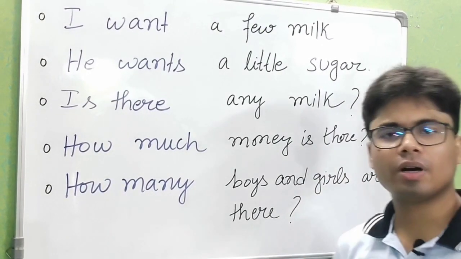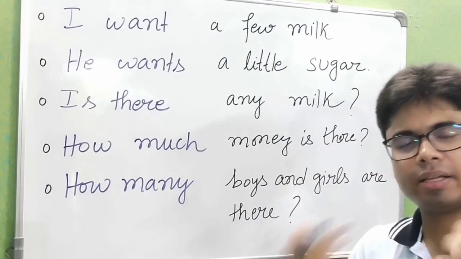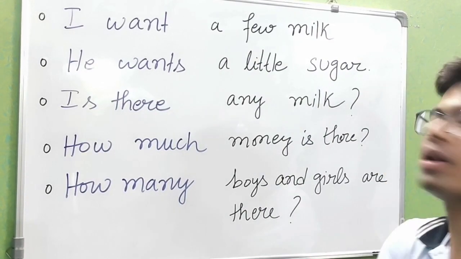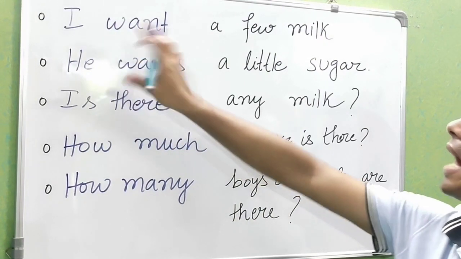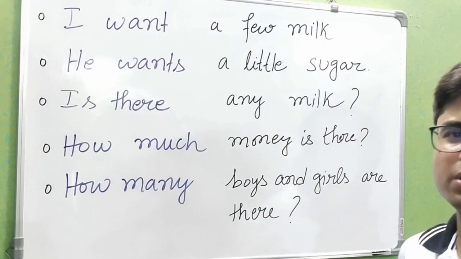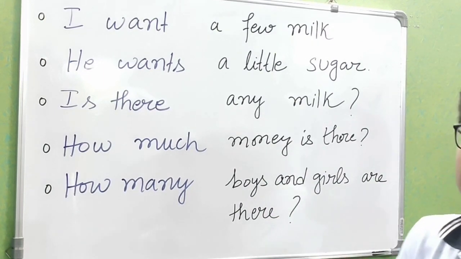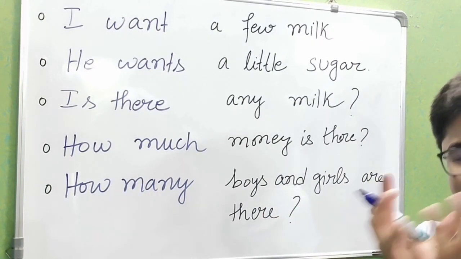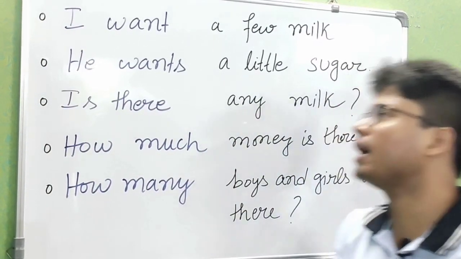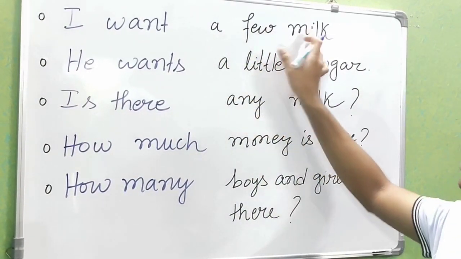Now here I have brought some other examples and illustrations so that it can be impactful for your understanding and comprehension. Here the first one is, I want a few milk. I want some milk. That means the amount is not so much, it's very little in amount. That's why we are using a few milk.